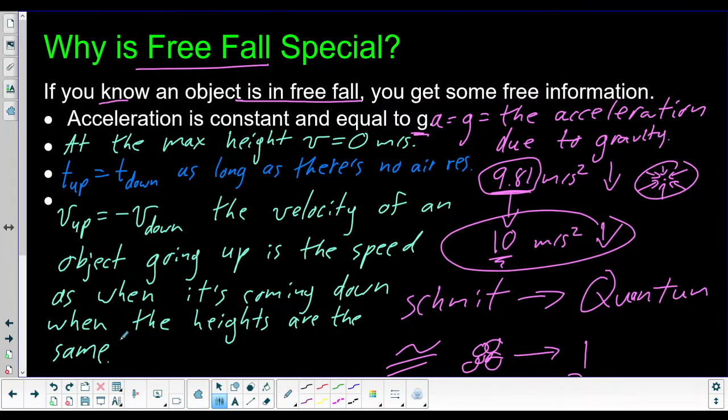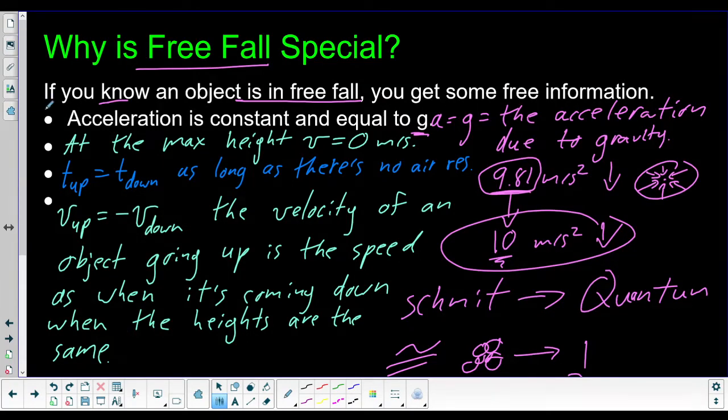So if you know the velocity while it's going up at any height, so it's halfway up, it's at whatever height it is, and you know it's going 5 meters per second, after it goes all the way up, stops and starts to fall, when it gets to that same height again, it will be going the same speed, but in the opposite direction. Cool.